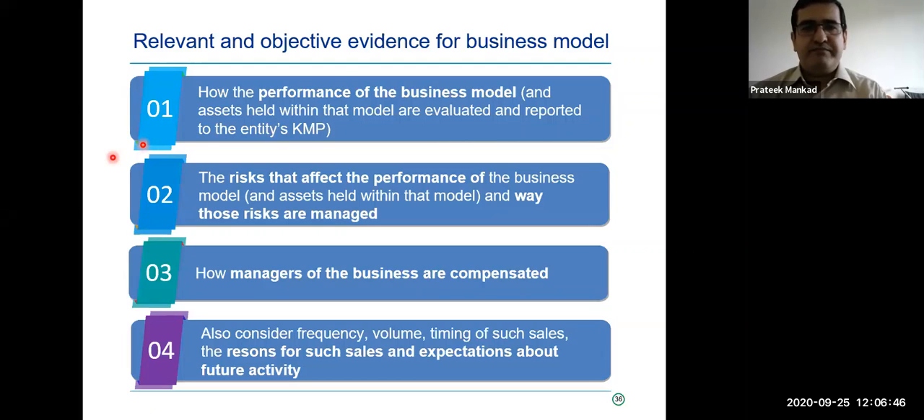Right? What are the risks that affect the performance of the business model? How is that managed? So for example, in a bank, you have one person or one team that only does liquidity management. They will just ensure that the bank never runs out of liquid cash when a person comes to encash his savings deposit amount. Here, his objective is liquidity management. It is not holding those assets to maturity. Therefore, the business model is FVOCI. Yeah, we spoke of how compensation happens. And finally, what is the frequency, volume, expectation of sales and future activity?